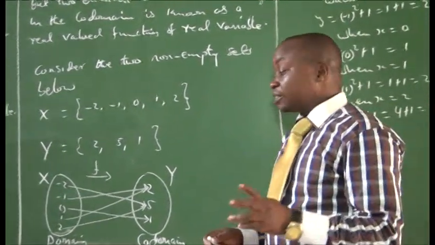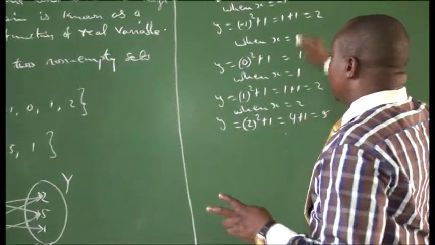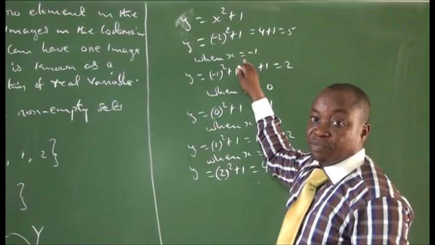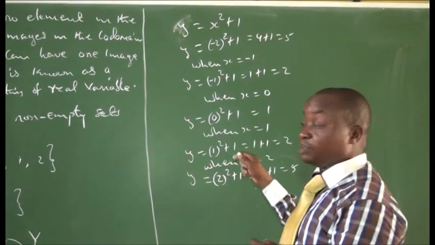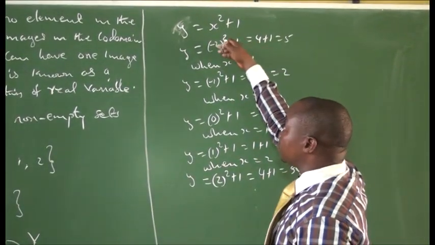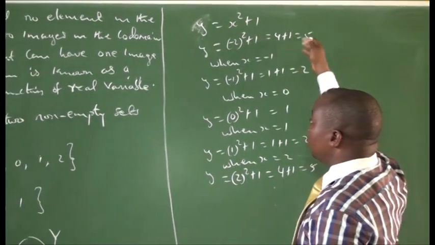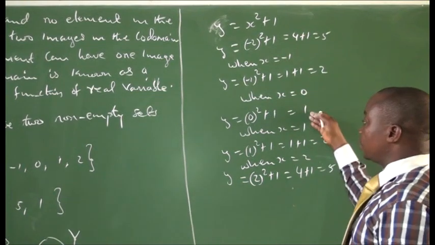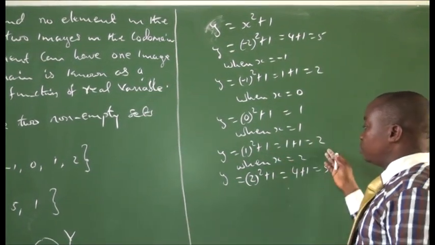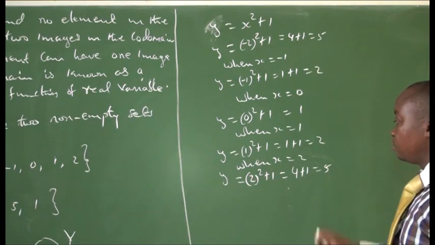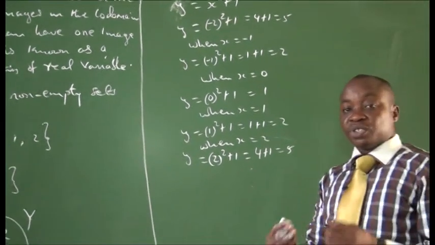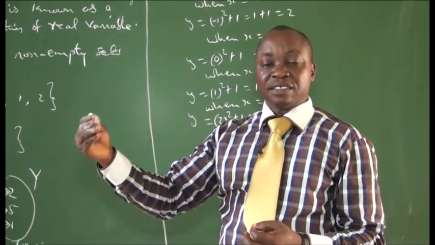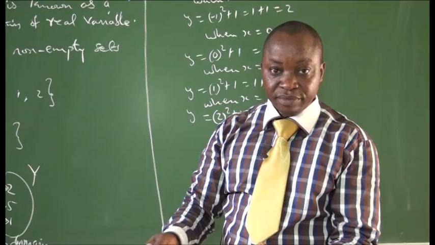So you now see that the value of y depends on the value of x. When x was minus 2, y is 5. When x is minus 1, y is 2. When x is 0, y is 1. When x is 1, y is 2. When x is 2, y is 5. So y does not have its own say. It is only what x gives y that y becomes.